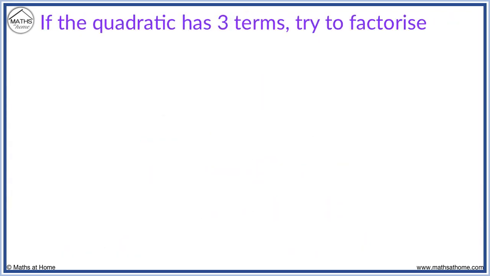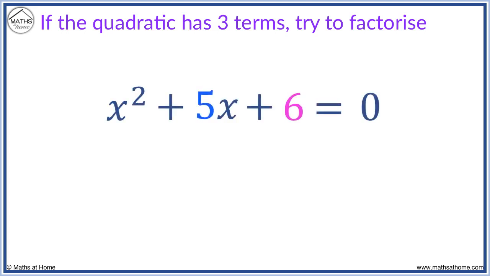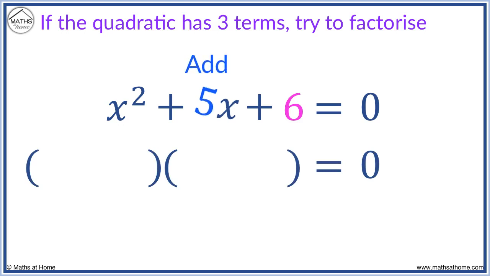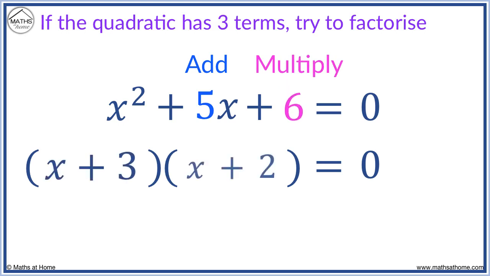If the quadratic has 3 terms, try to factorise. We have x squared plus 5x plus 6 equals 0. To factorise, we think of two numbers to go in these two brackets. The two numbers must add to make 5, the coefficient of x, and multiply to make the constant term of 6. We have 3 and 2.